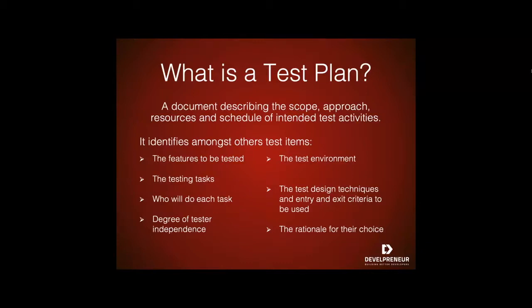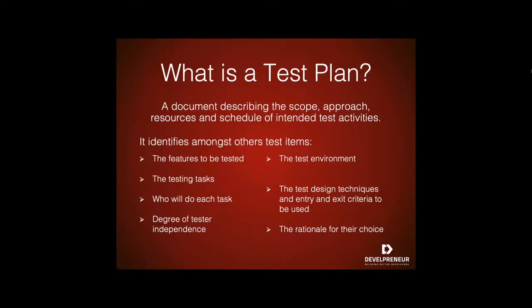Well, the definition, as the International Software Testing Qualification Board defines it, is a document describing the scope, approach, resources, and schedule of intended test activities. It identifies, amongst other test items, the features to be tested, the testing tasks, who will do each task, the degree of tester independence, the test environment, the test design techniques, and entry and exit criteria to be used, and the rationale for their choice and any risks required in contingency planning.